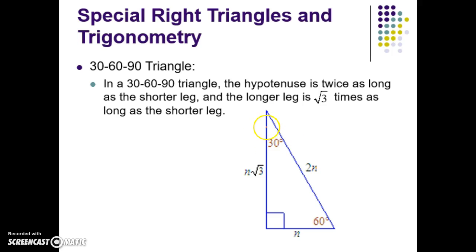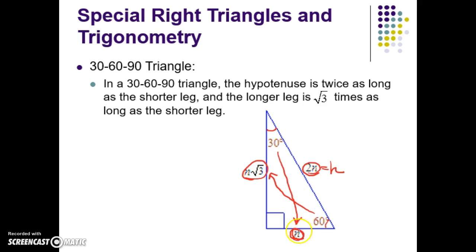We know that we have a 30-degree angle measure, we have a 60-degree angle measure, and therefore we have a short leg. Remember, the short leg is always opposite the smaller angle. So there's our short leg. We have a long leg, and it's always opposite the larger of the two non-90 degree angles. And then we still have our hypotenuse. And we know the relationships between all of those.